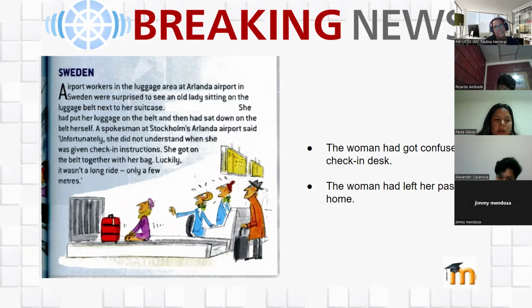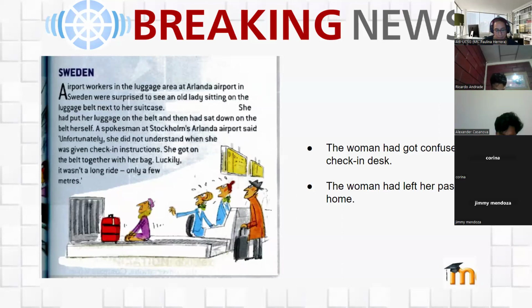Okay. Do I need to read everything or finish? Okay. Luckily, it wasn't a long ride, only a few meters. So imagine that this lady put the bag and put herself on the belt. So how will you complete this story, Corina? The woman had got confused at the check-in desk, or the woman had left her passport at home. How will you complete it? The woman had left her passport at home. That's why she was on the belt?